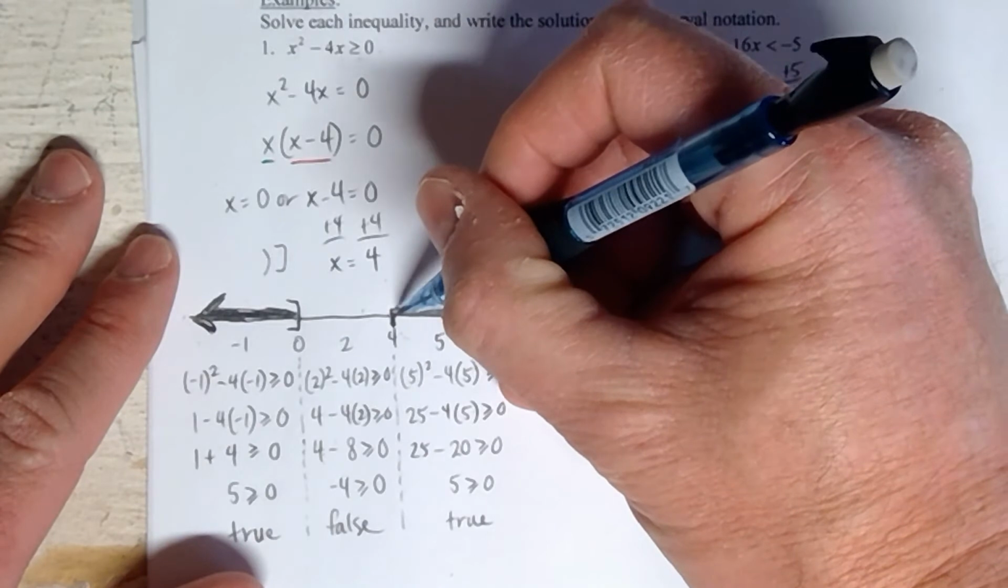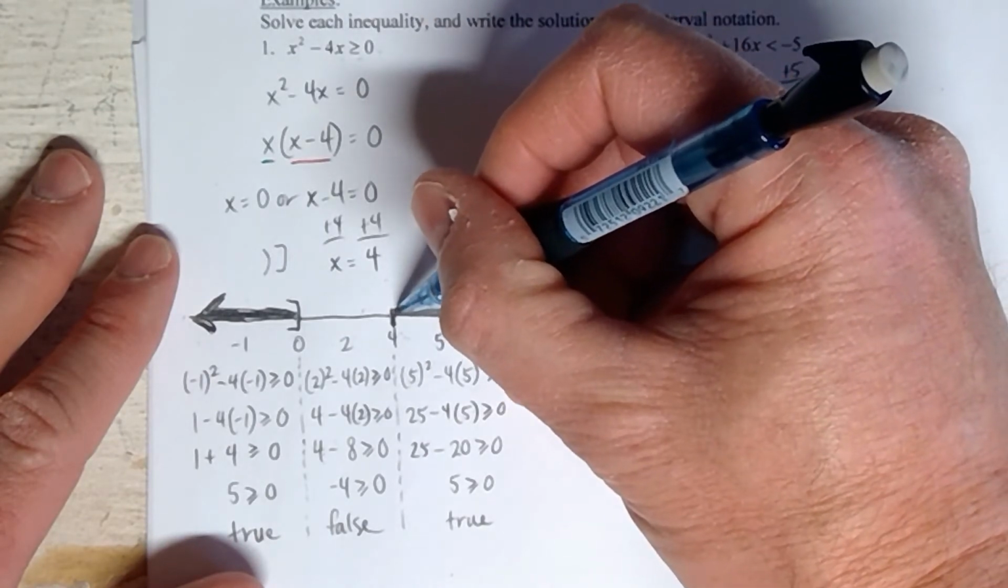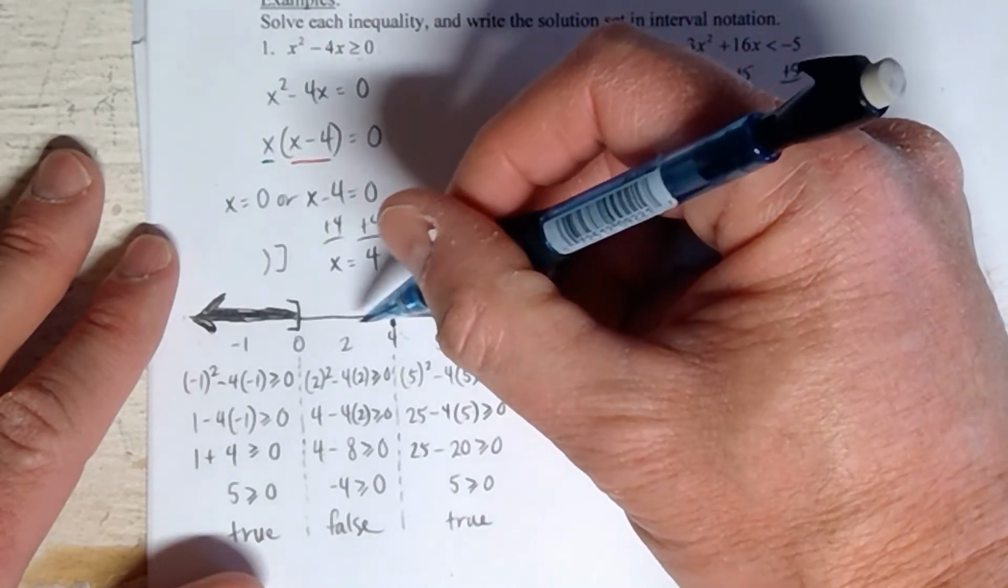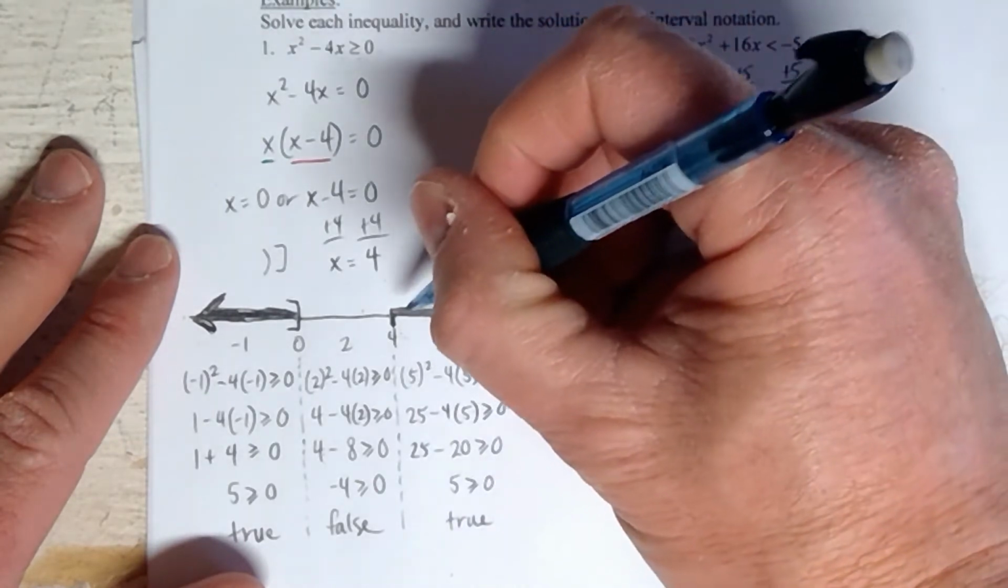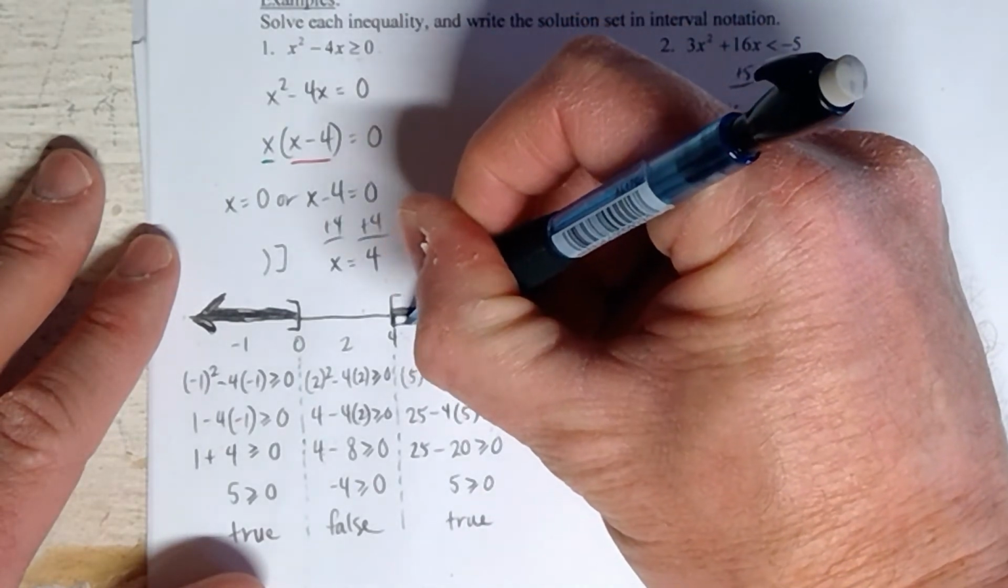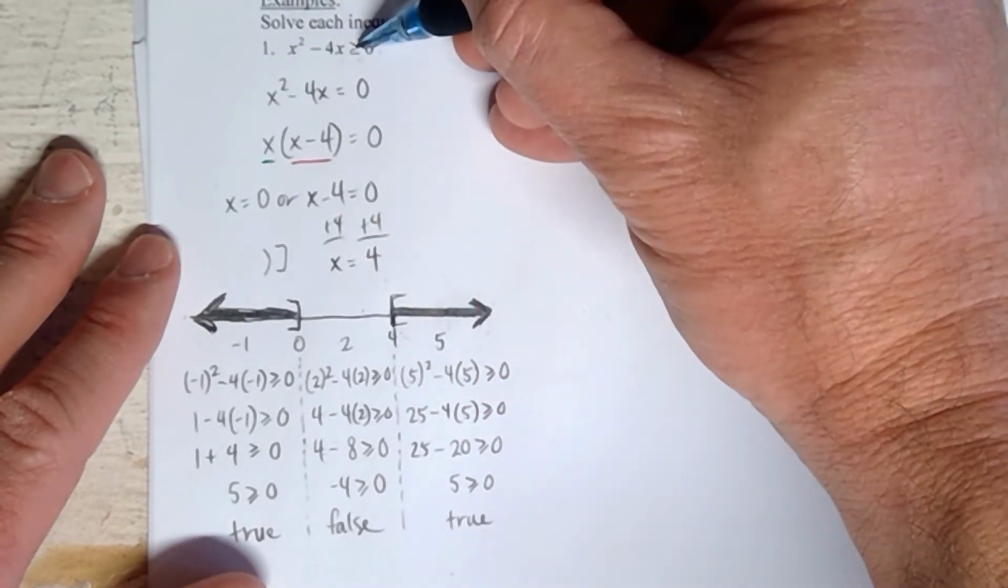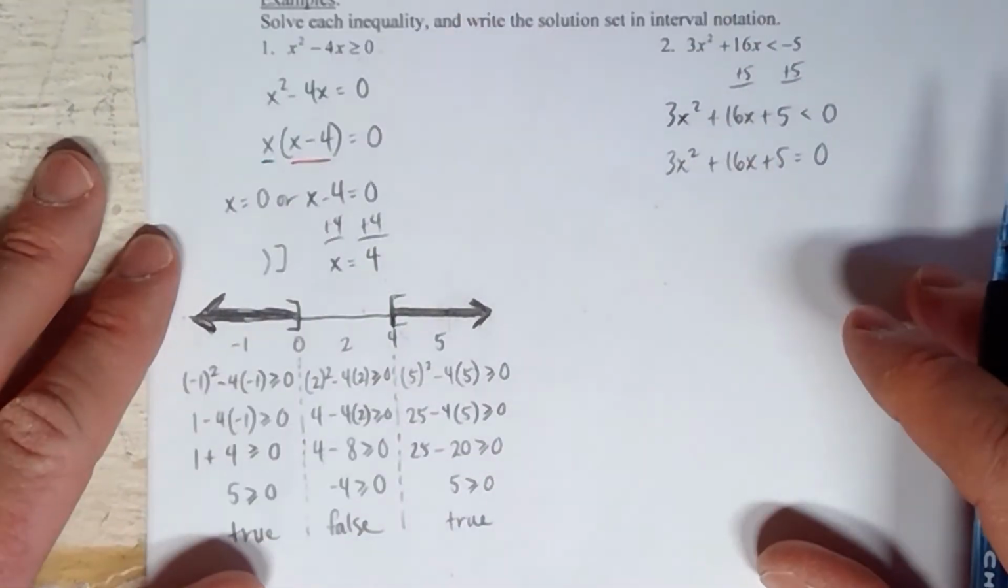Same thing with the 4, right? The 4, you got to put a bracket there because the 4 is shaded on one side of the 4 but not on the other. Again, we use a square bracket for the same reason. It's because the inequality has the equal to thing underneath it.